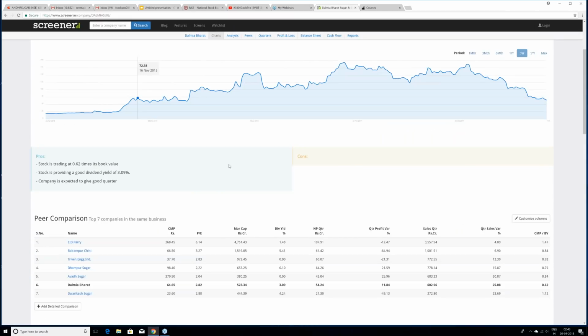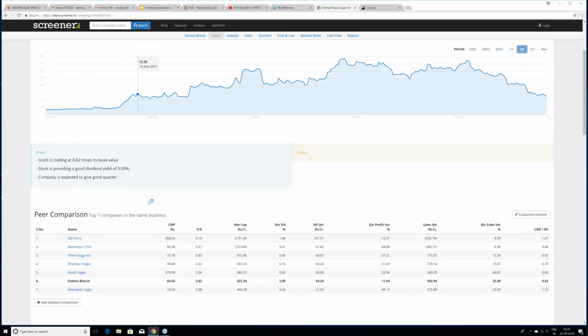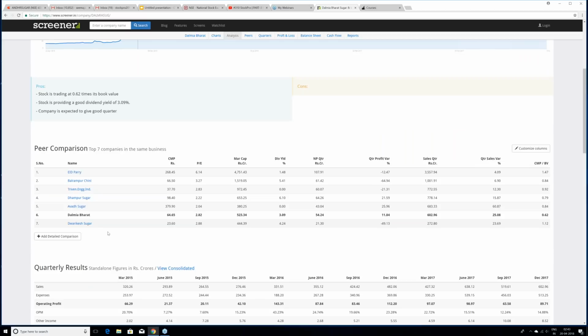So it doesn't have any cons. It has pretty much good, the pros are pretty high. And you can just compare, it has a very, very decent PE, 2.82. That means if you're investing 2.82 rupees, you're earning 1 rupee from it, which is a very good PE.